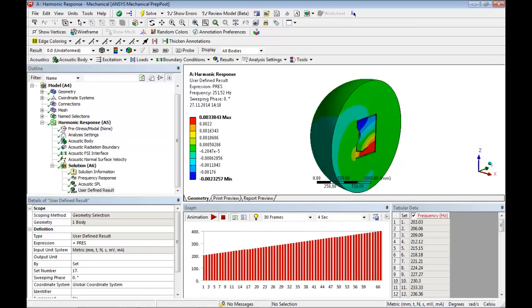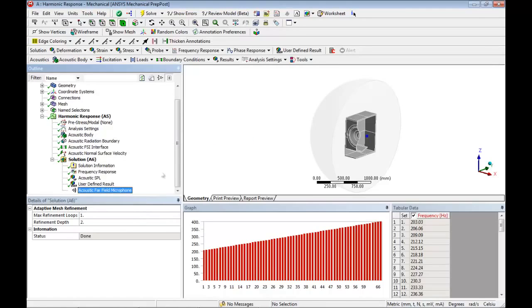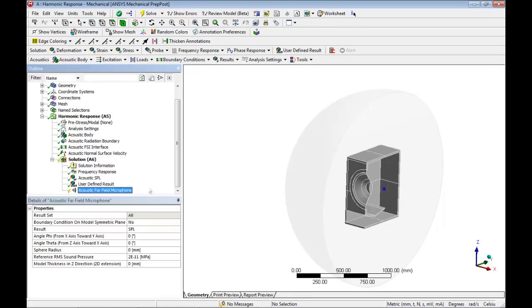Next, we want to analyze the far sound pressure field beyond the FEA computational domain. Therefore, we insert the acoustic far field microphone, which enables us to evaluate, for example, the SPL over the frequency at a certain location.